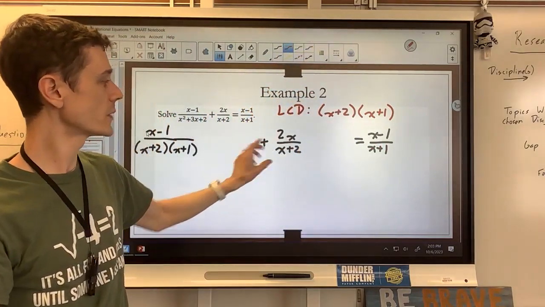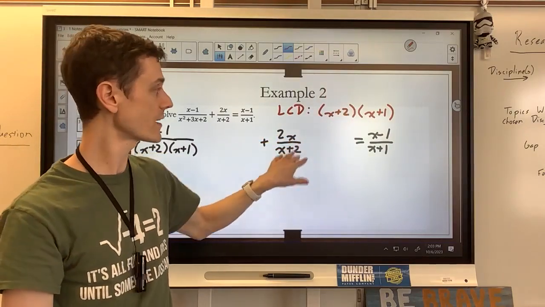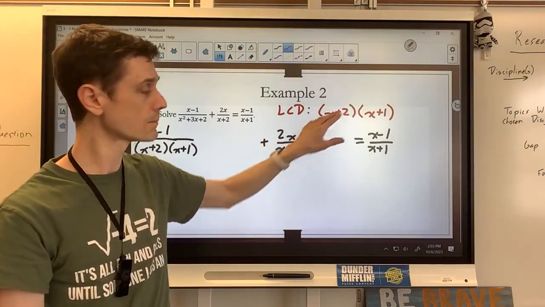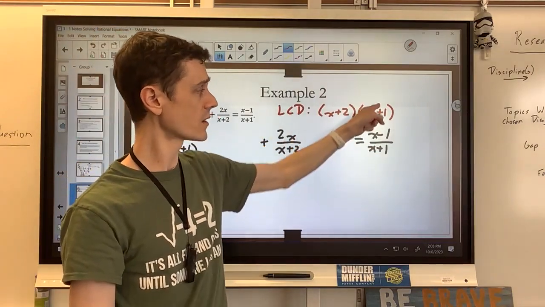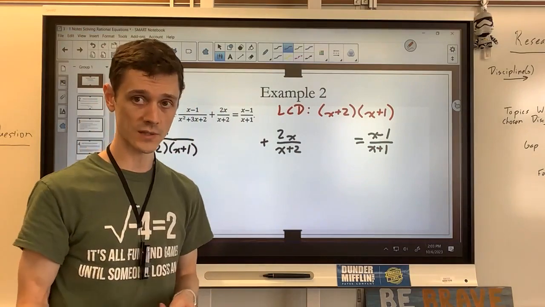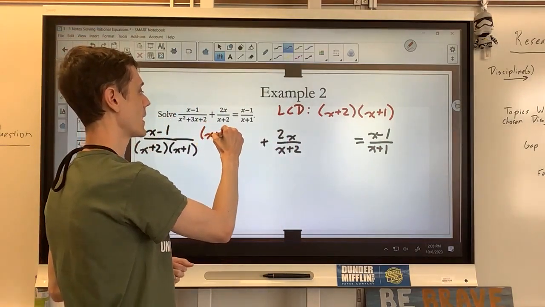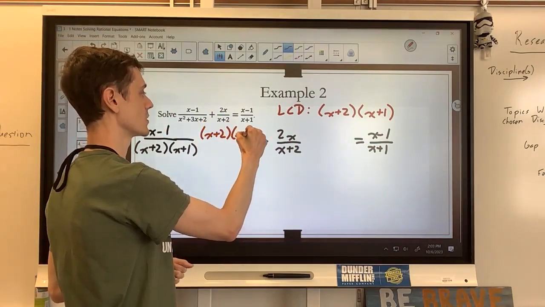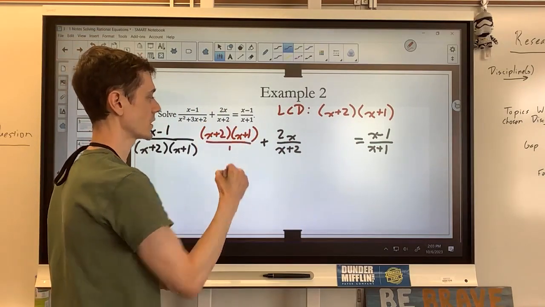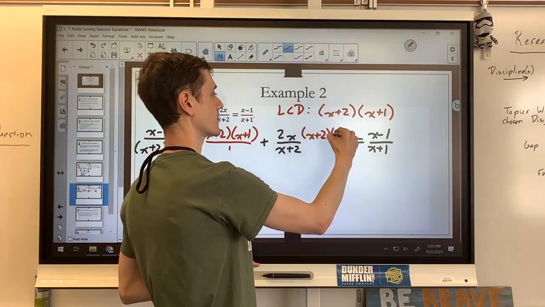Now the x plus 2, as I come to the next fraction, I've already got that in my least common denominator. That factor's already been covered, so I don't need to multiply it again. Same thing with the x plus 1. I've already taken care of that, so I don't need to add that in either. So I now have the least common denominator, which means my next step is to multiply everything by the LCD, x plus 2 times x plus 1. It doesn't hurt to write the over 1, like I said, so I'll do it again just for clarity.